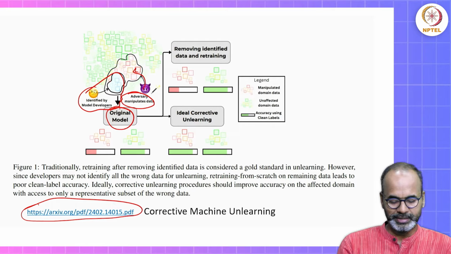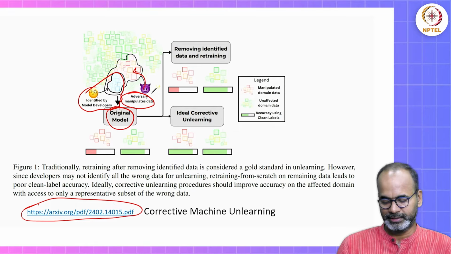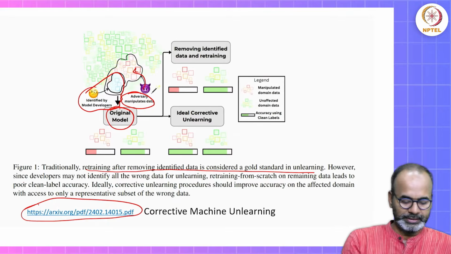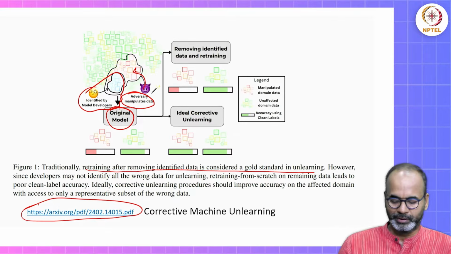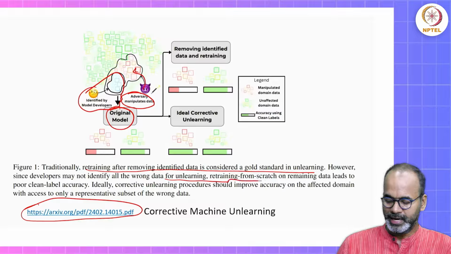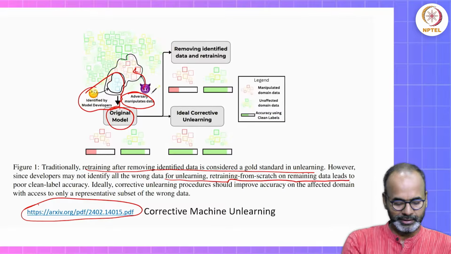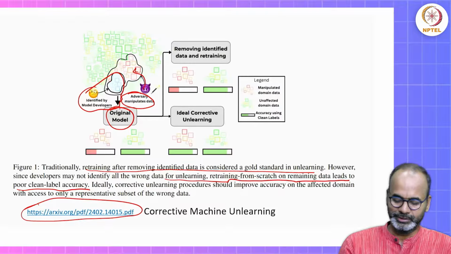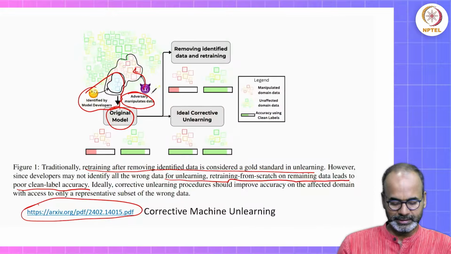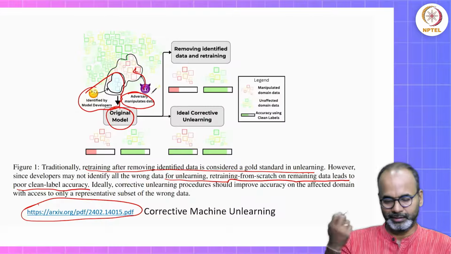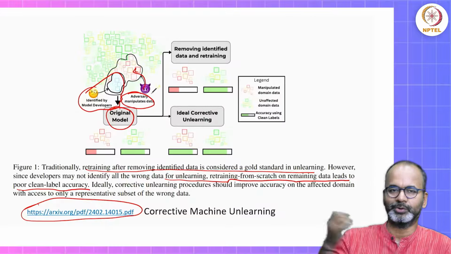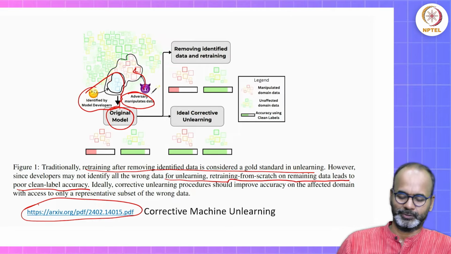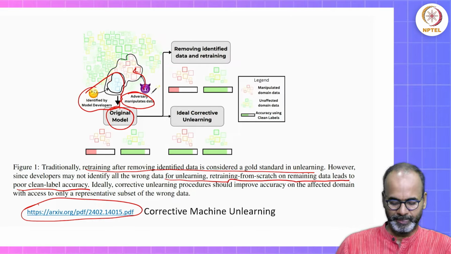Traditionally, retraining after removing identified data is considered the gold standard in unlearning. That we, I think, already know. However, since developers may not identify all the wrong data for unlearning, retraining from scratch on the remaining data leads to poor clean label accuracy. That's also understood, because developers may not identify all the wrong data, which we also know, right? We don't know all the wrong data that we want to remove. Some of the examples we have already seen.